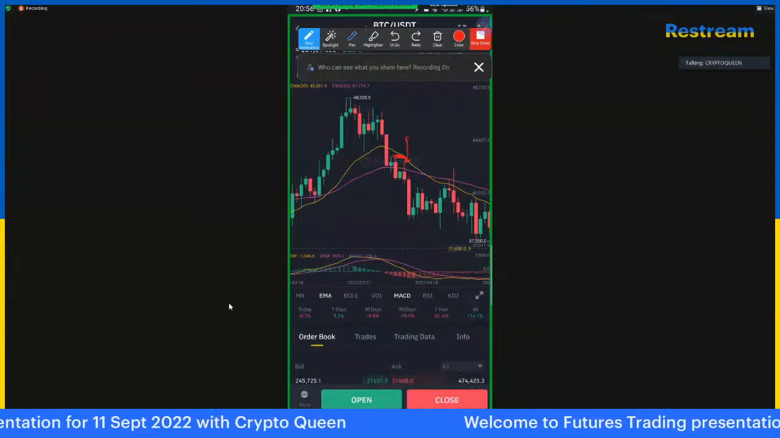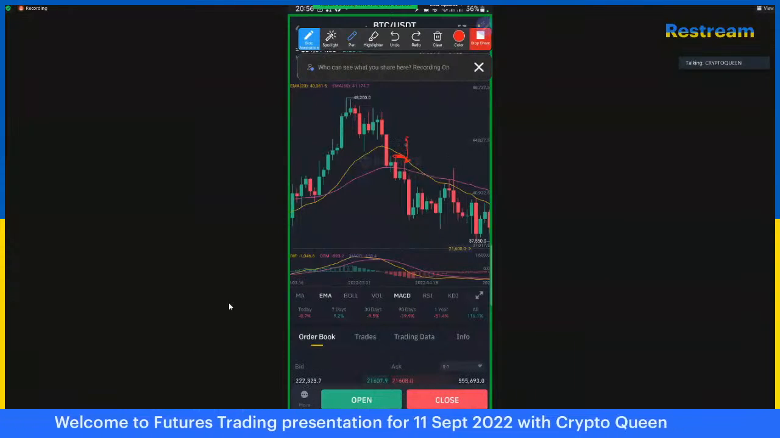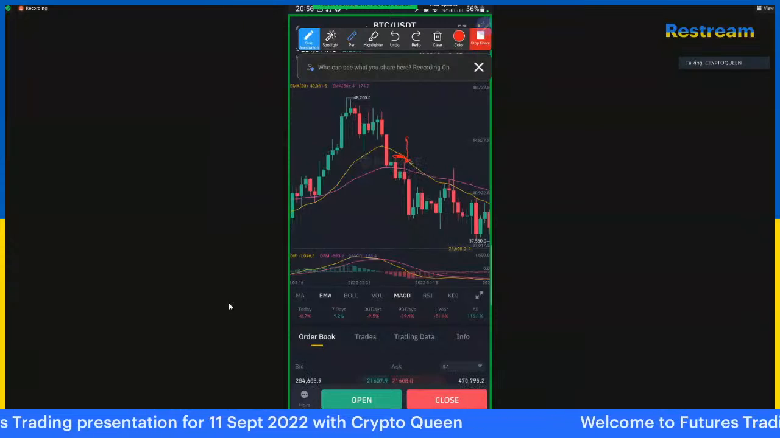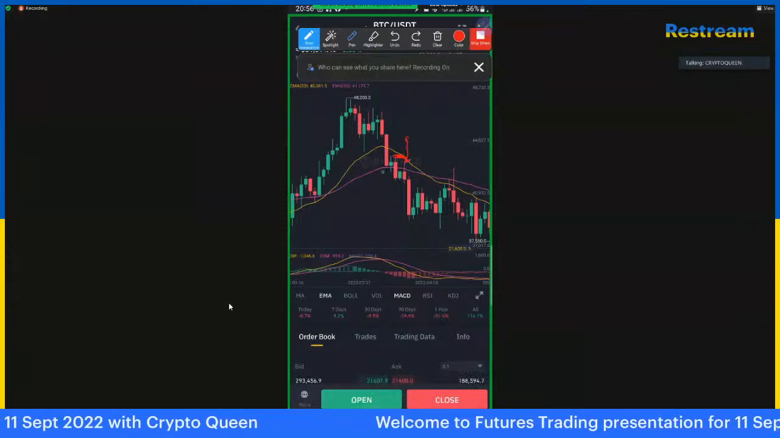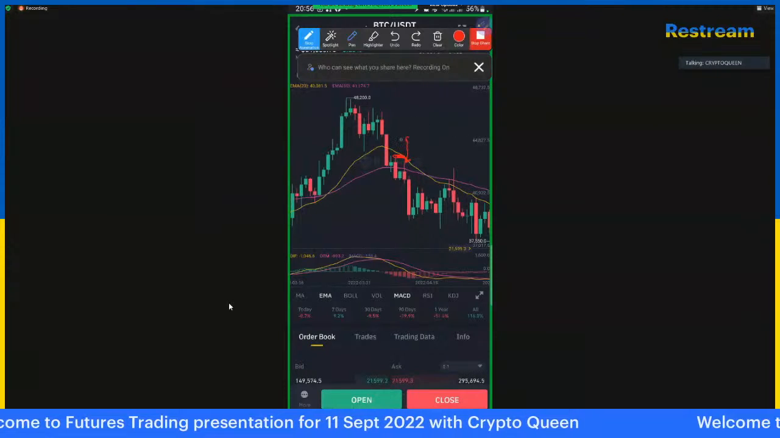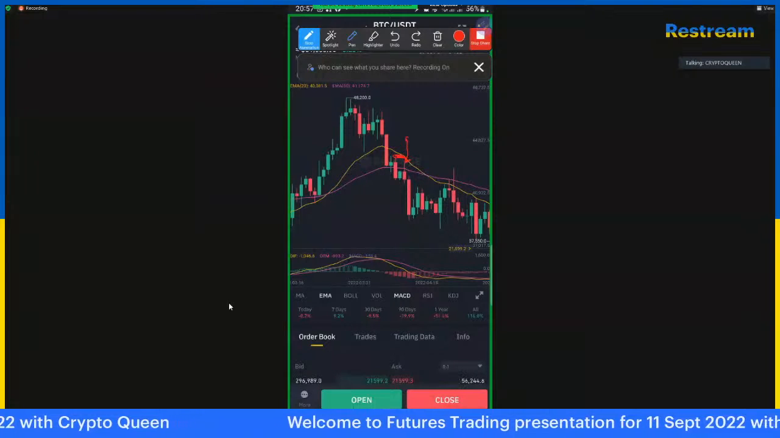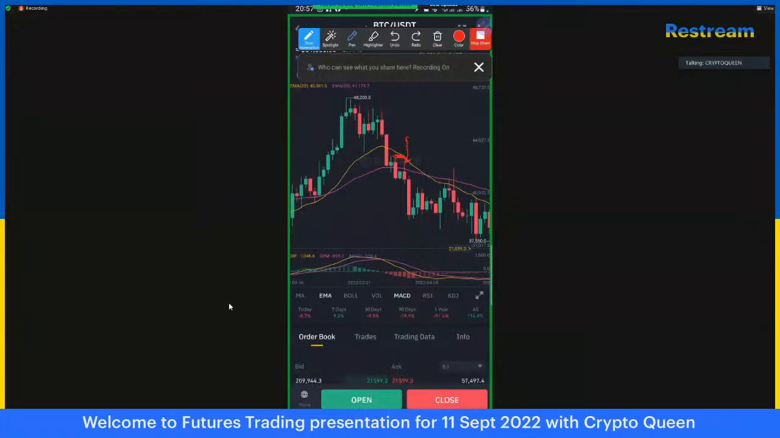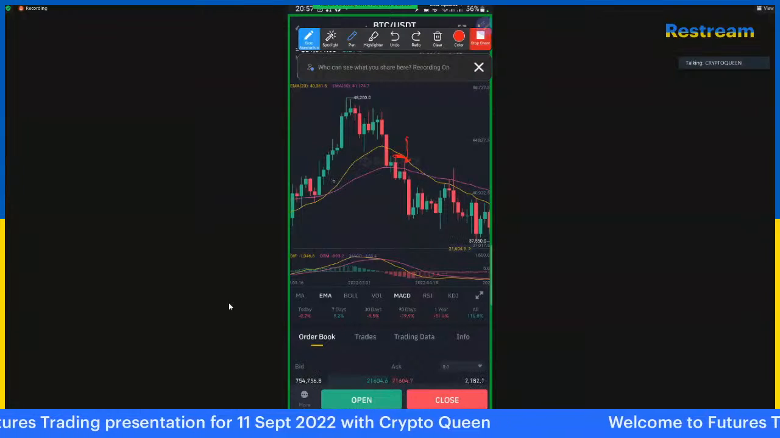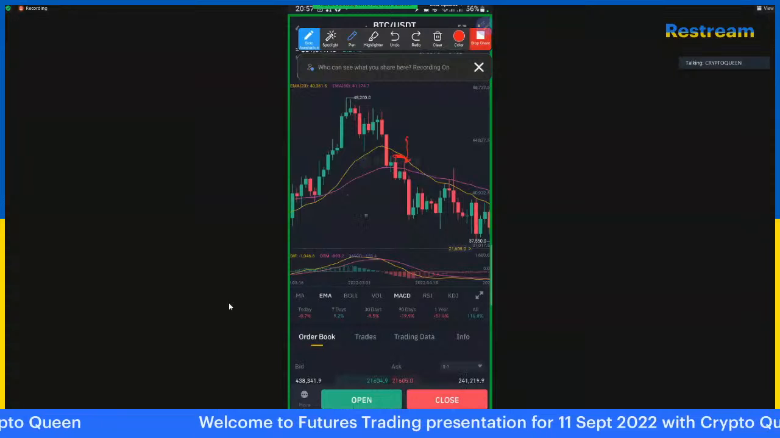So there are two things that the exponential moving average can do for us. They serve as a support and resistance zone. They could also help you to spot the trend of the market by the crossover, either the dead cross or the golden cross. The golden cross happens when there's a bullish trend, and the dead cross happens when there's a bearish trend.